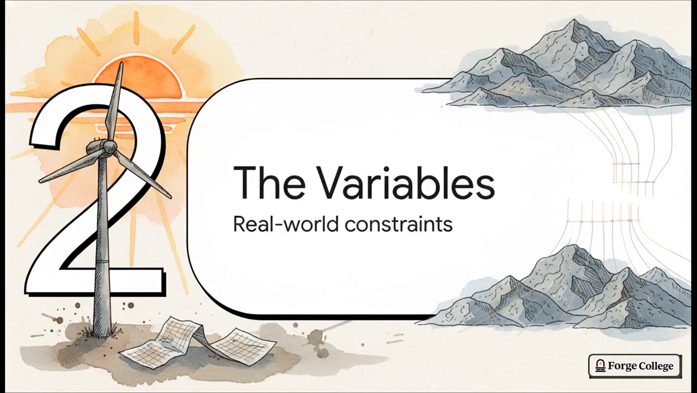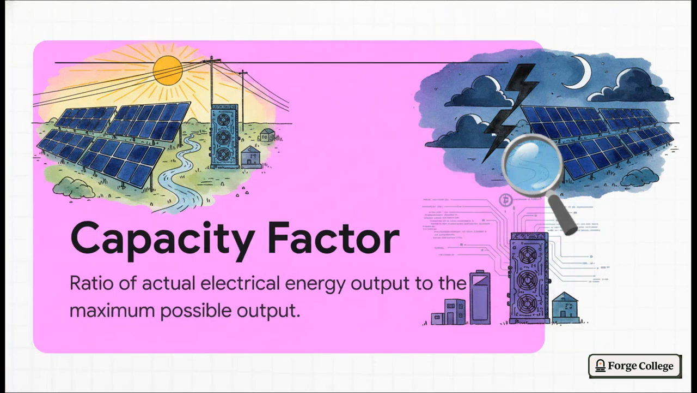Section 2. The variables. Real-world constraints. Now this is where things get really interesting, because we have to introduce a massive real-world twist. You see, the sun actually goes down, right? The wind randomly stops blowing. Your perfect spreadsheet suddenly needs a serious reality check. To model this, the material introduces something called the capacity factor.